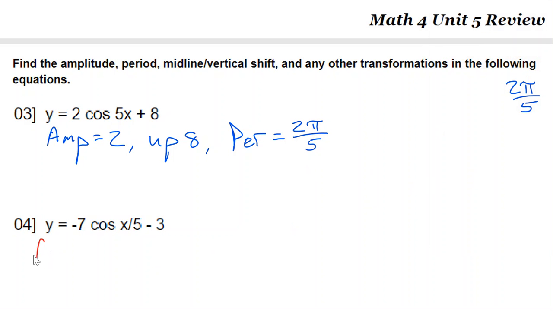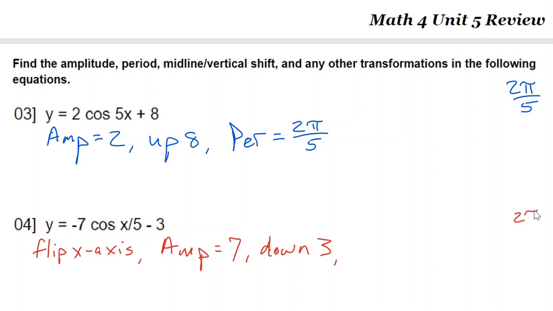All right, here the negative means that we're going to flip on the x-axis. We have an amplitude of 7. We're going down 3. And our period, x over 5, is going to be like 1/5 x. And so for me to say 2 pi divided by 1/5 is the same as 2 pi times 5 over 1, and that's going to be a period of 10 pi. That's a big wave.